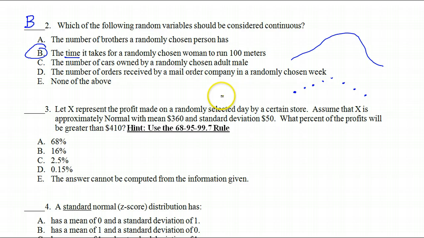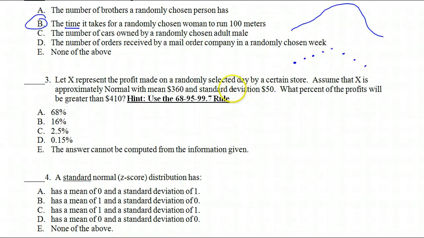All right, it doesn't have to be whole seconds or anything like that. Number of cars, I don't even need to read the rest of the question. You can have 1 car, 2 cars, 3 cars, 4 cars. You can't have decimals of a car. Same thing with orders. 1 order, 2 orders, 3 orders. You can't have decimal orders. So B is the only one that's continuous, that can be decimals and fractions. Okay, let's move on to number 3.